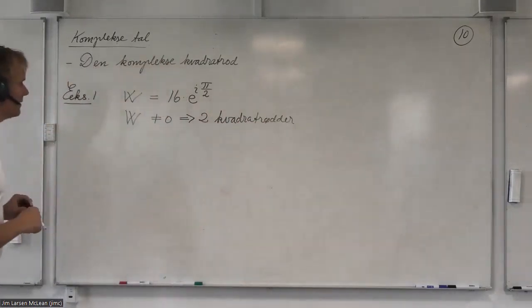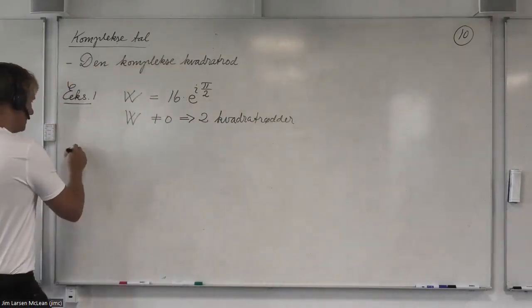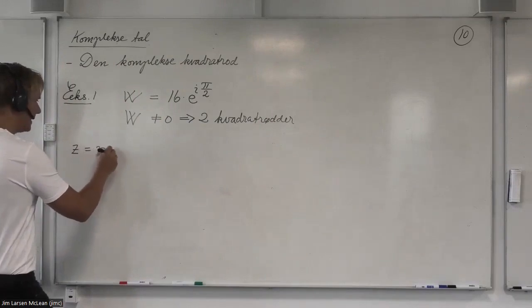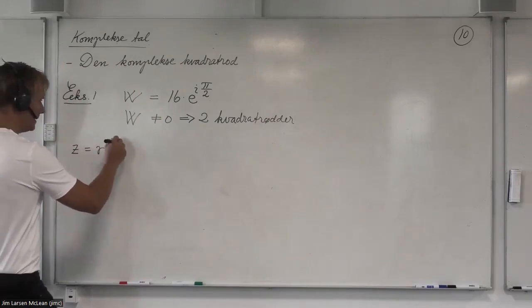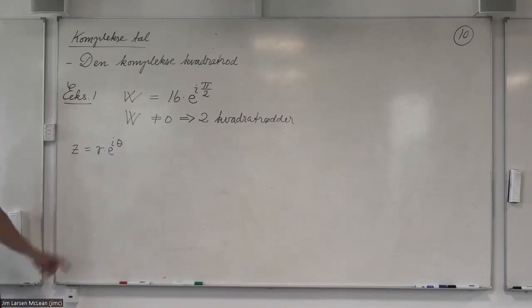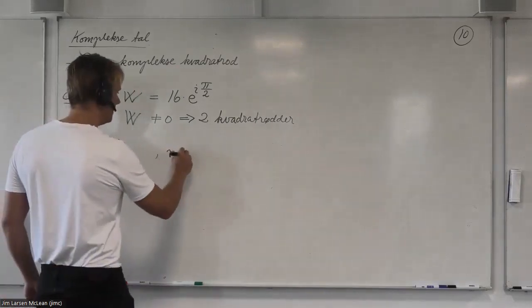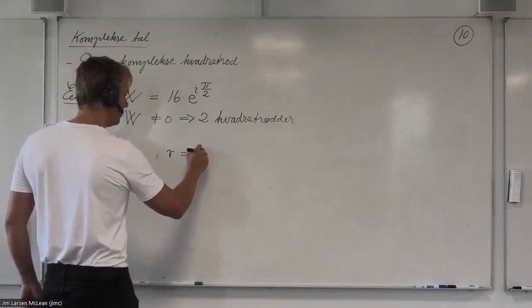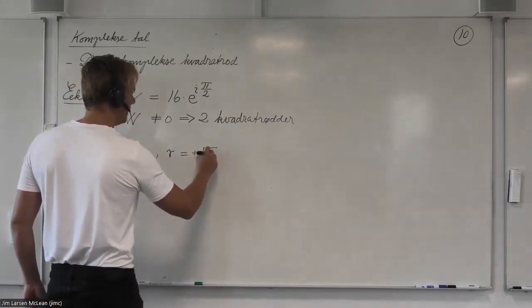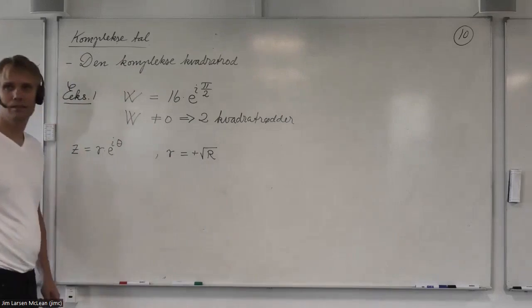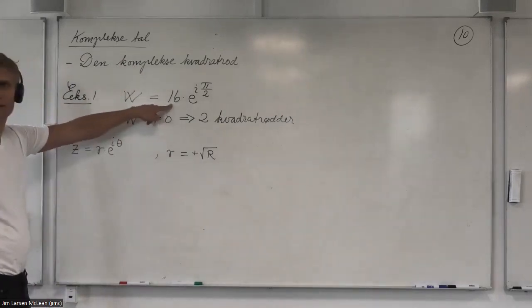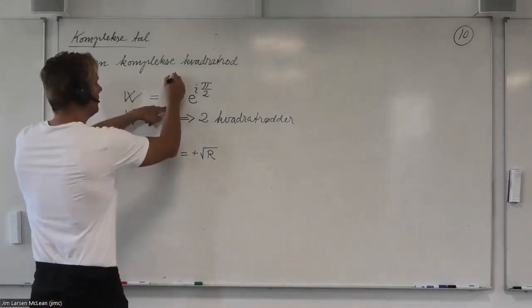And how was it that I found it? Well, I needed to find c, and there was r times e raised to the power of i theta. So let me start by finding r. And here we saw that r was just the good old-fashioned positive square root of R. What was R set to? And the big R is 16, it's right there. So this is the big R.